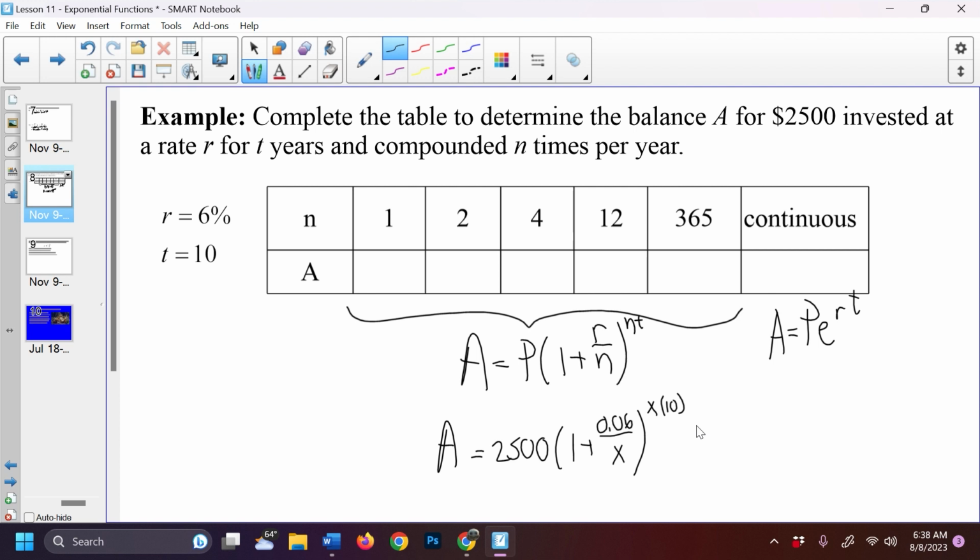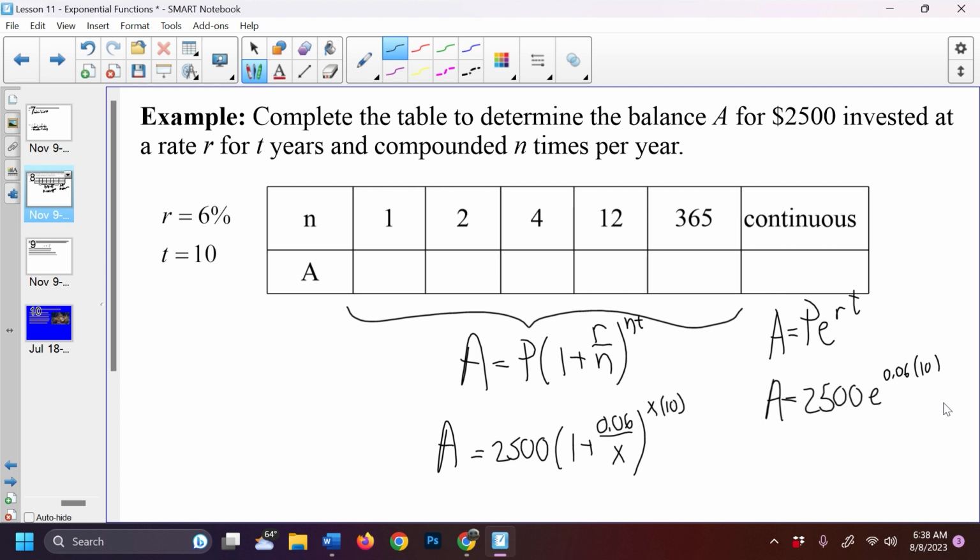Now for continuous growth, we know everything. It's A equals the principal $2,500 times e, which is a value that Desmos knows, at 0.06 as our rate times 10 as our time.